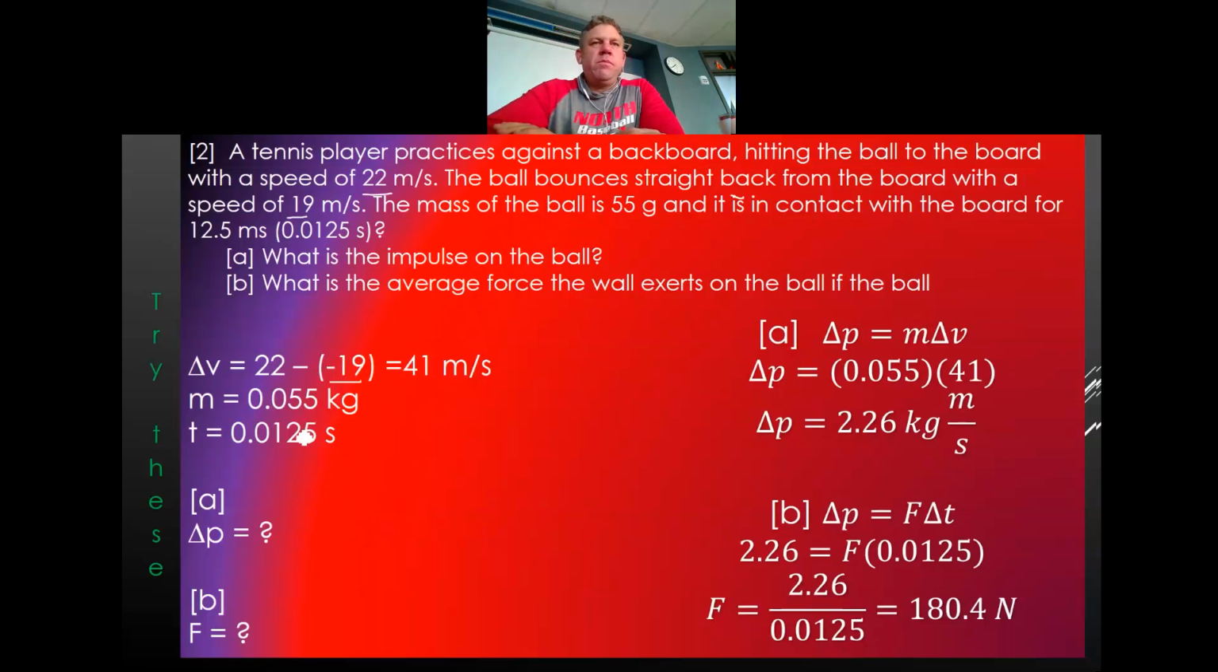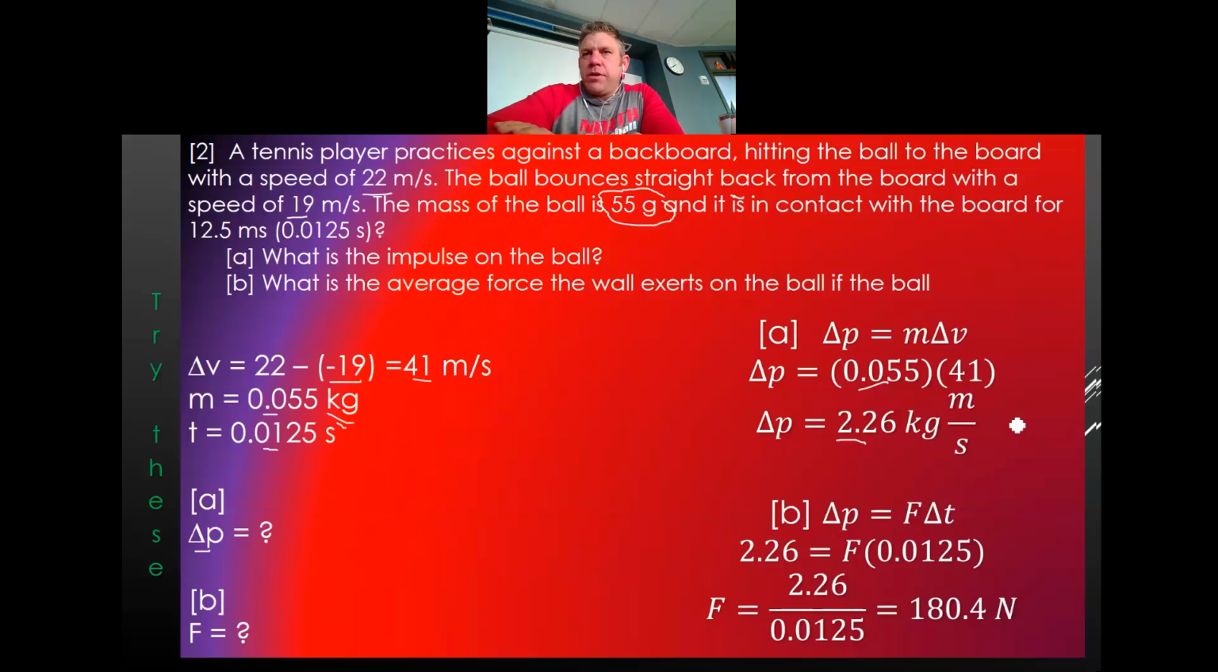So I took 22 minus a negative 19, and I got a big 41 meter per second velocity change. All right. I got mass again, I got time again. So again, here I want to find the impulse of the ball. In this case, I'm going to take the mass of the ball, which is 0.055. Remember, grams cannot be. We need to turn it into kilograms here. Okay. So I multiply that by 41. I find that this ball experienced an impulse of 2.26 kilogram meter per second.